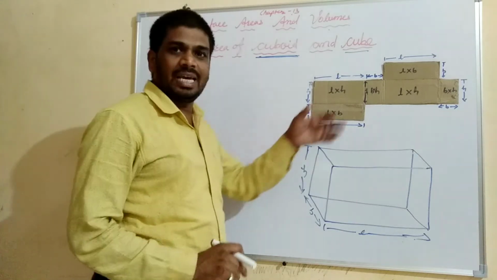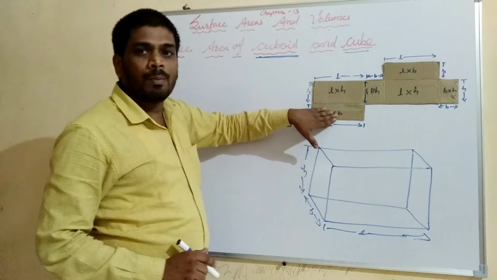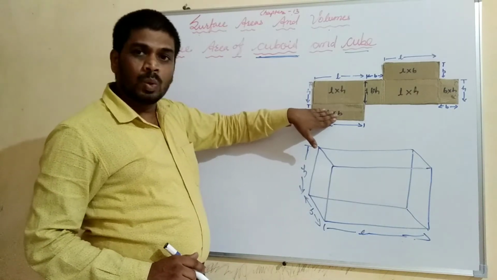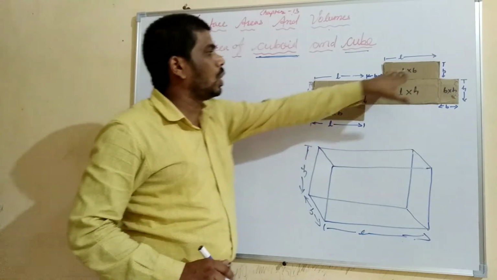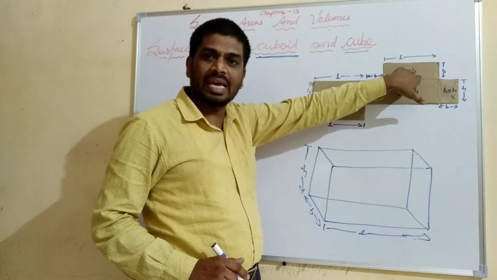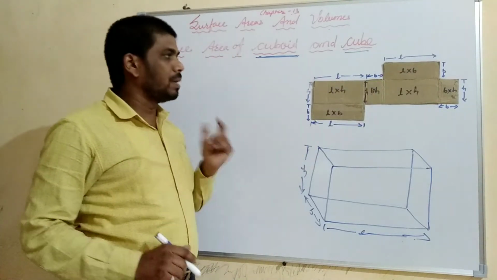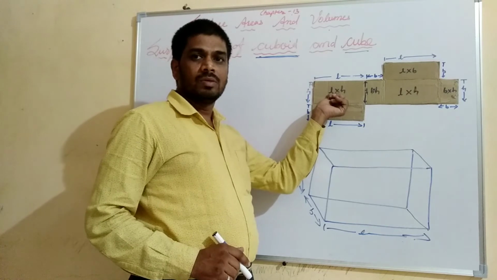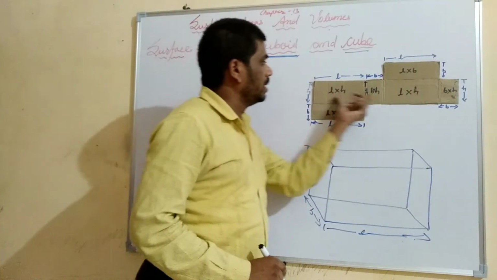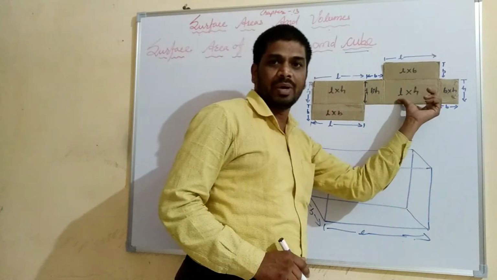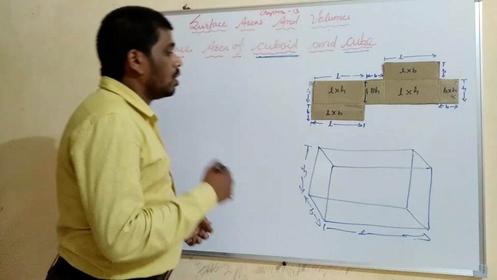Now let us see the net of the cuboid, where this is the bottom, whose area will be L into B, because of length and breadth. The top area will be equal, so it will also be L into B. Similarly, the side wall is L into H, so the opposite will also be L into H. Similarly, B into H, so this will also be B into H.